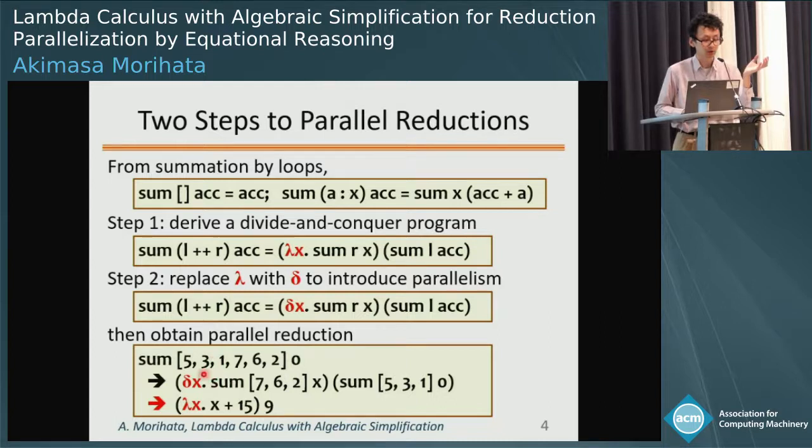So given a list, say 5 3 1 7 6 2, we divide the list into two parts, and the left sublist is calculated as usual, and the right sublist is simplified by using the algebraic property of plus, and we obtain a function. And then you can see that essentially for the right sublist, we are computing a summation. So this can formalize the parallel reduction over summations.